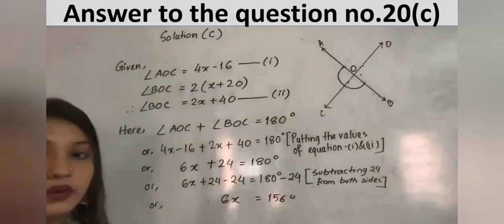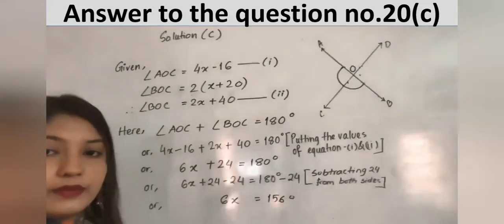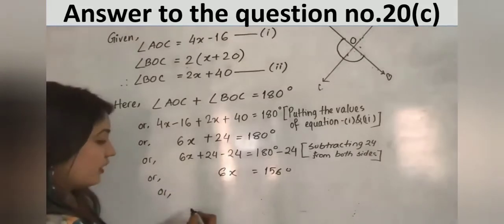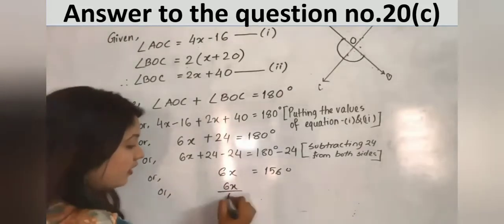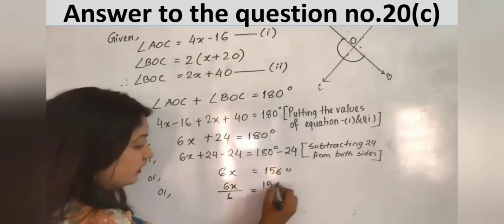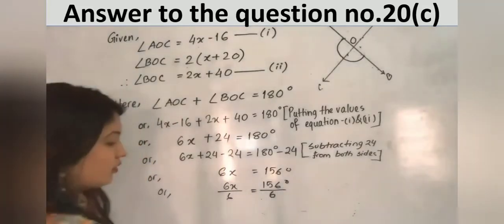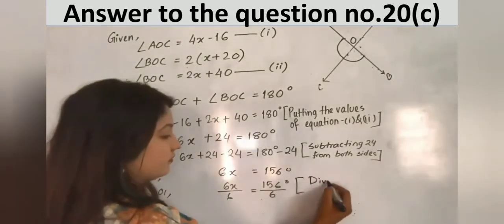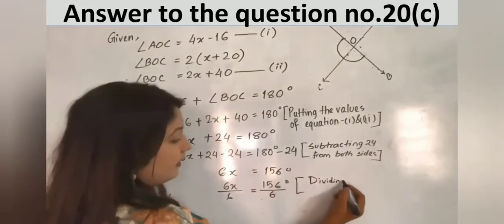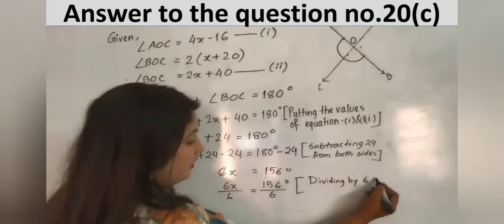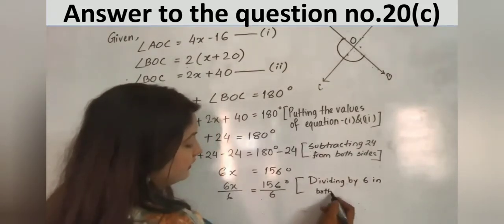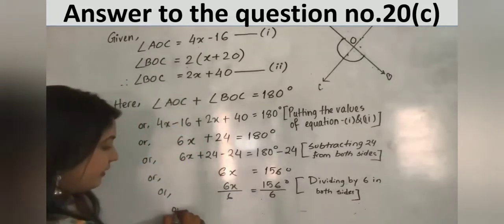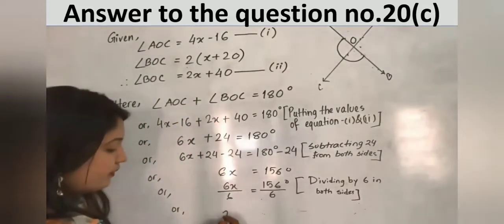Now for finding the value of x, what will we do? We will just remove 6. So for removing 6, what I will do is divide by 6 on both the sides. Here you have to write the side note as well: dividing by 6 on both sides. So if you divide it by 6 here, 6 and 6 will be reduced and it will be left with only x.